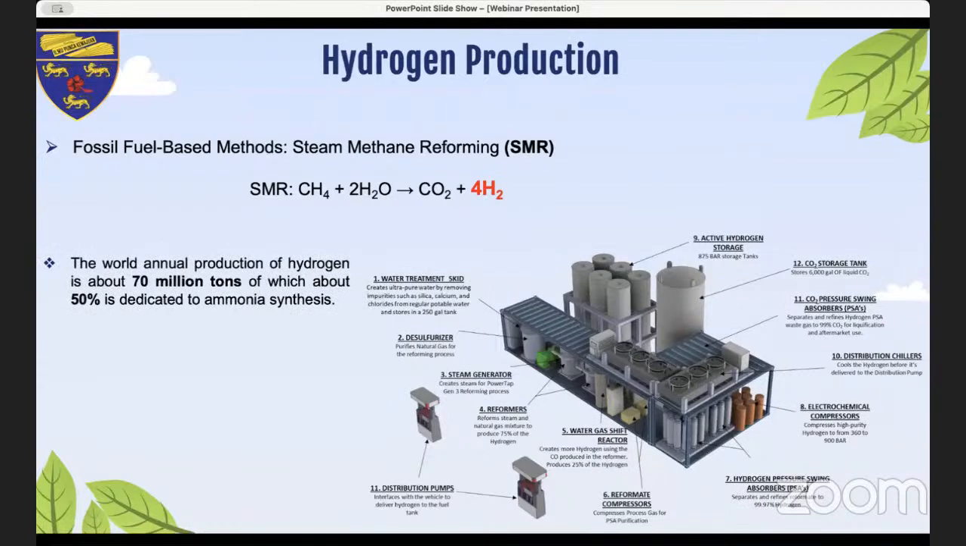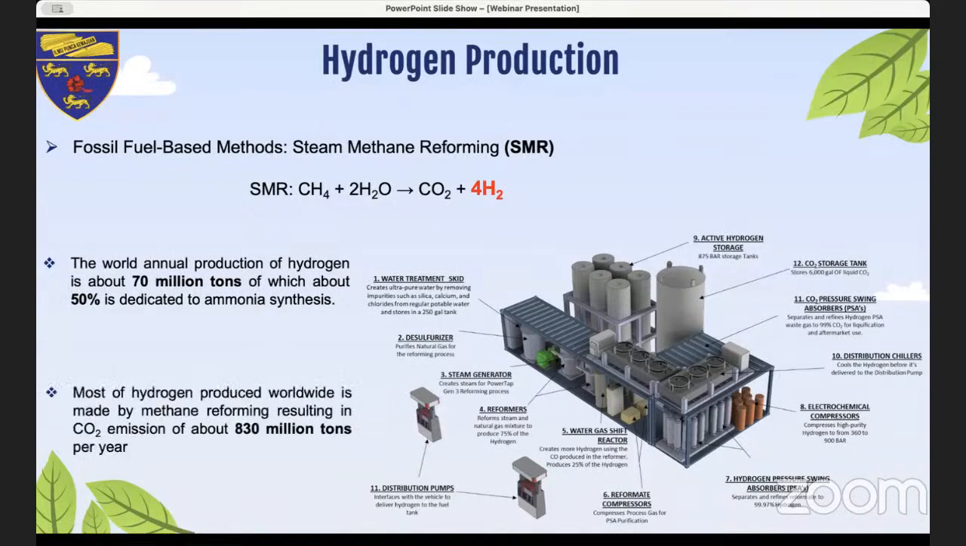Around 17 million tons of hydrogen is produced annually in the world. And 50% of this 17 million tons is dedicated to ammonia synthesis. Most of this hydrogen production comes from the SMR method. And around 830 million tons of carbon dioxide is emitted into the atmosphere only because of hydrogen production using this method. So this means that this is not a green method for production of hydrogen, although right now most of the hydrogen is supplied by this method.